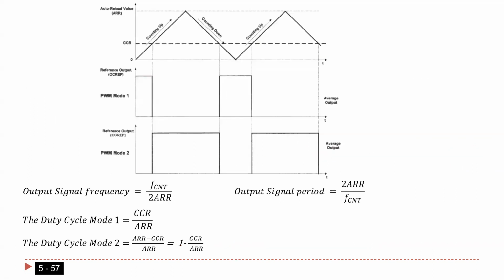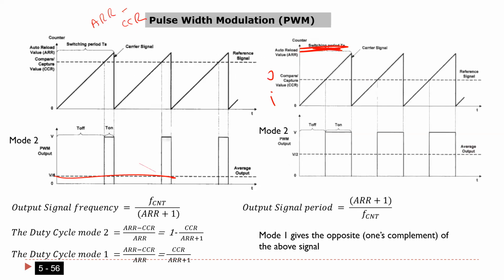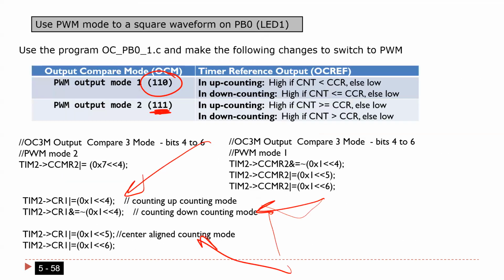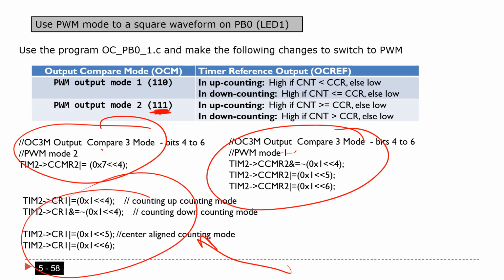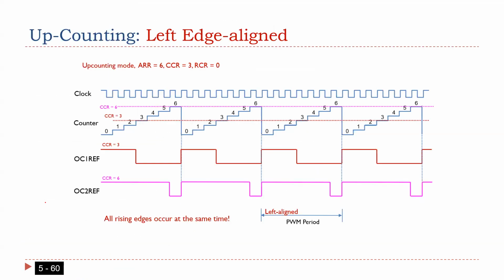Again, nothing is new, you just need to change the initialization, okay? And I made it very clear here. Instead of using this, this is for mode 2, and this is for mode 1, and this is for counting up, down, okay? By the way, I want to bring something to your attention here, just for your definition. This one is actually mode 1.